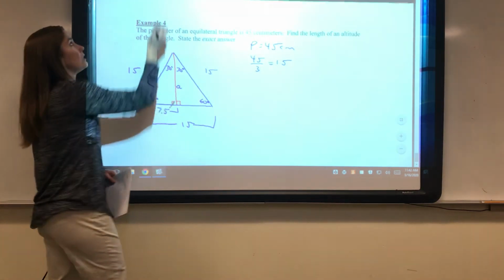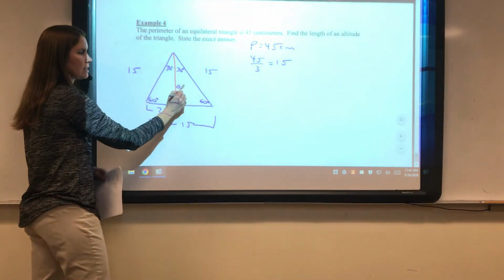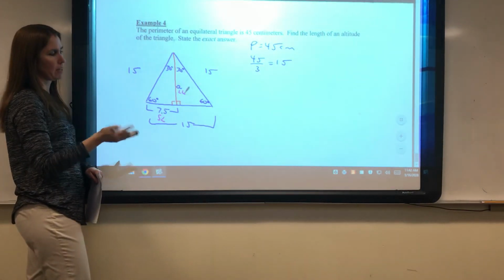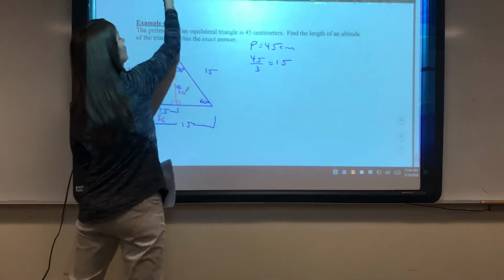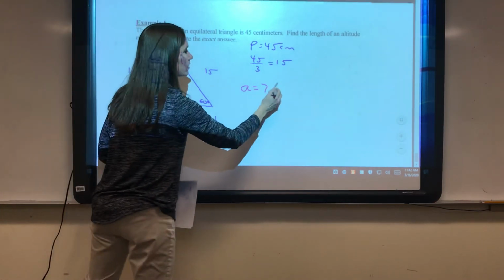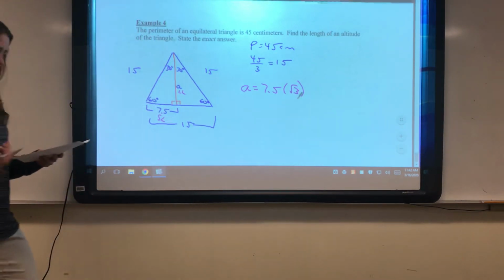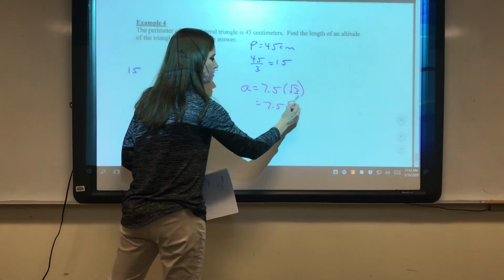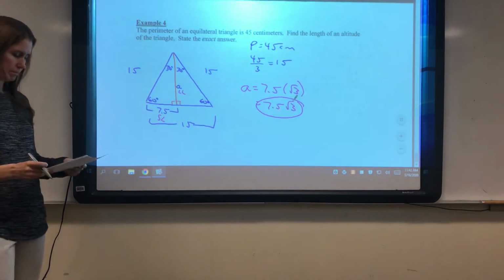And now I know that this is the short leg, and this across from the 60 is the long leg. And again, I'm trying to get a bigger number, so I'm going to multiply. And what's the relationship that I multiply by? Square root of 3. So I can say that A, this altitude, is 7.5 times square root of 3. And again, you don't have to write it like this. You can go ahead and just write 7.5 square root of 3 and be done with it. But if it helps you to think through that, you can.